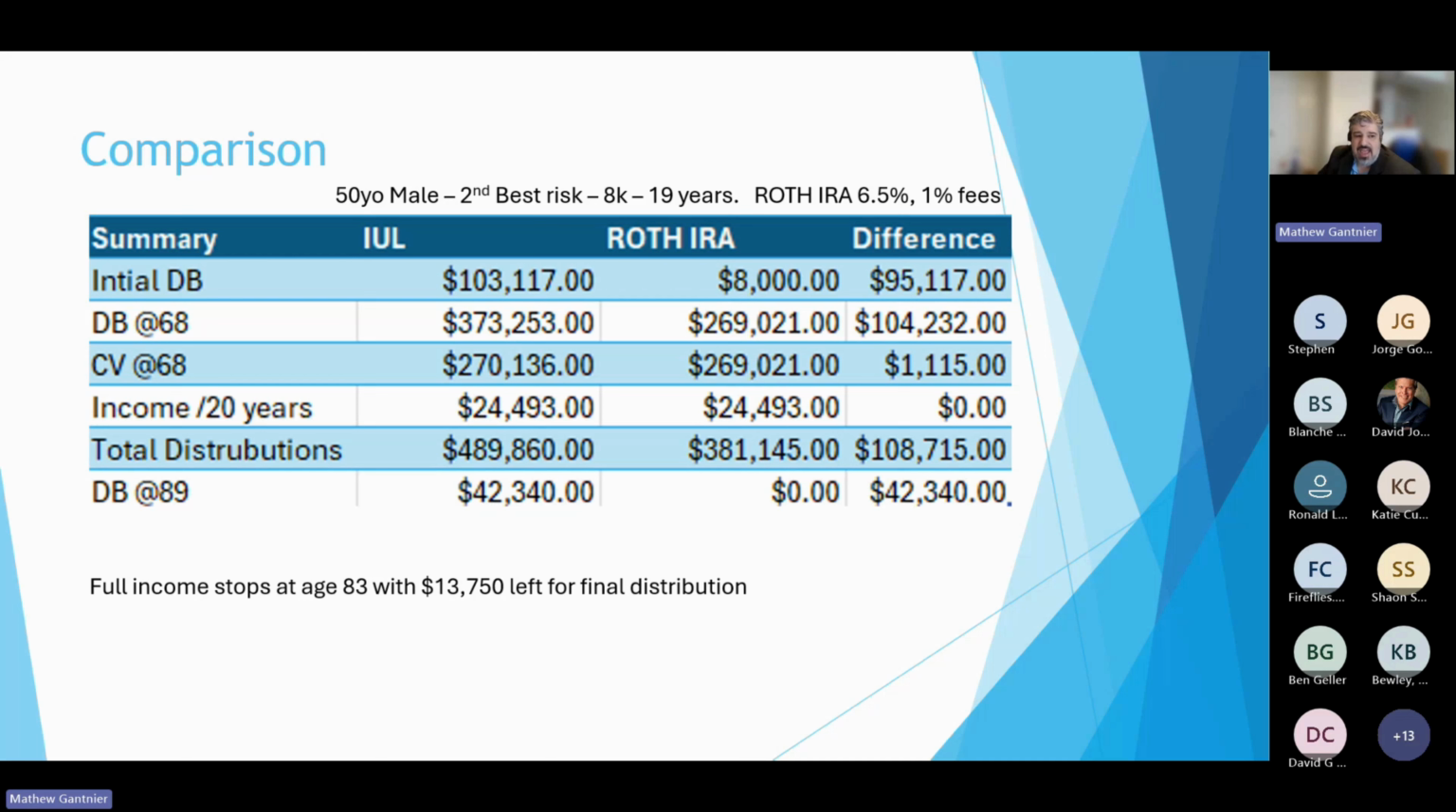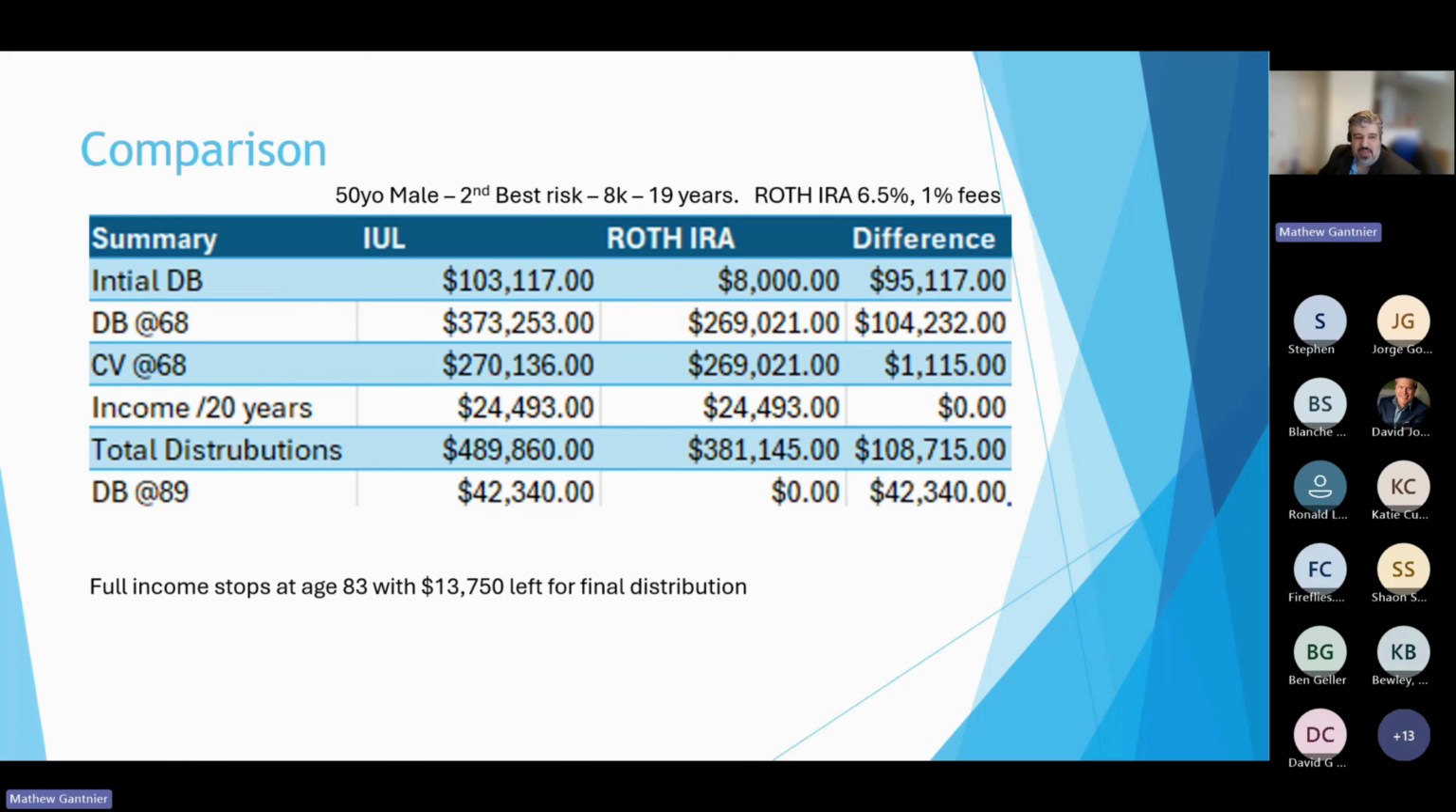You will see that at age 89, which is after that 20 years of distributions, there's still $42,000 of death benefit for the client, meaning that even after their income years are done and they pass at that point, there's still a death benefit to pass on, whereas the Roth had already drained itself at 83.